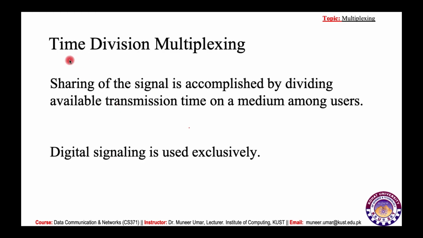Next is time division multiplexing. Sharing of signal is accomplished by dividing available transmission time on a medium among users. This is used for digital signals, and for analog signals we don't use time division multiplexing. In time division multiplexing, each user is given a particular period of time to transmit the data. So we will have different time slots for different users in time division multiplexing.